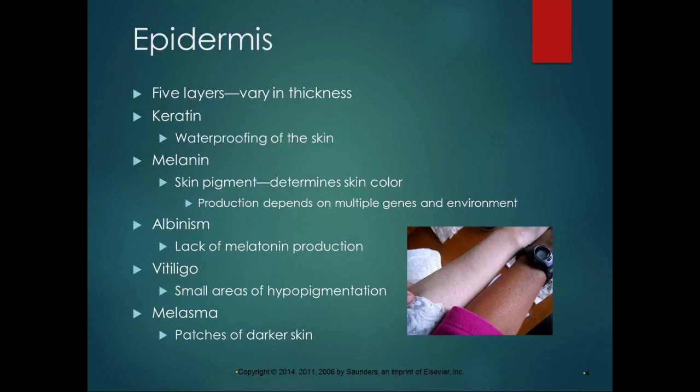Vitiligo is small areas of hypopigmentation that gradually spread to involve larger areas. Melasma is patches of darker skin. Some people get that. They develop them on their face during pregnancy or with some sudden sun exposure. Keratin is a pigment in the skin that gives a yellow cast to the skin, a yellow tone. And pink tones in the skin are increased with additional vascularity or blood flow in the dermis. So the color and texture of your skin has some to do with genetics, some to do with environment.